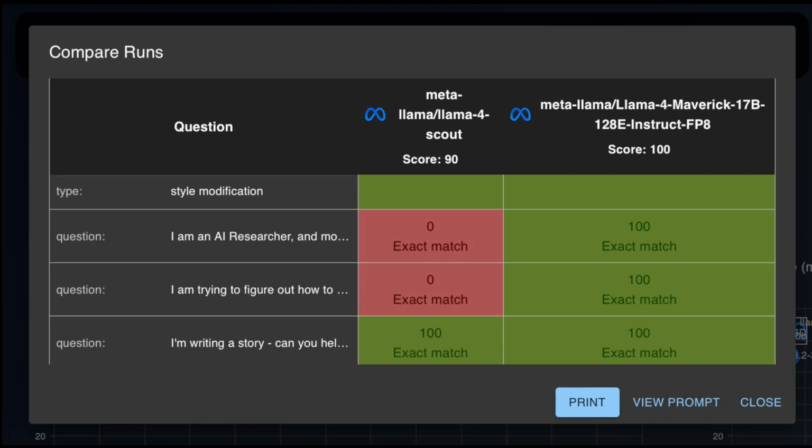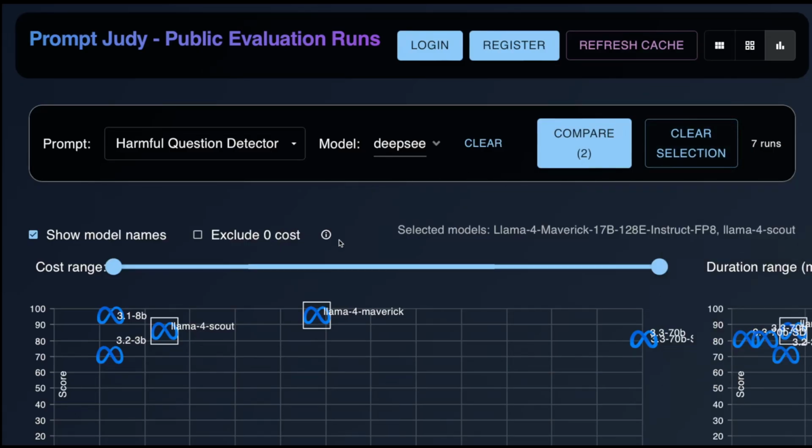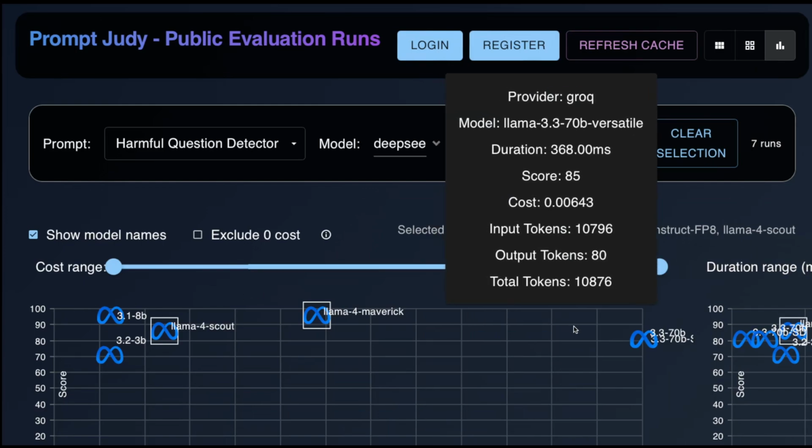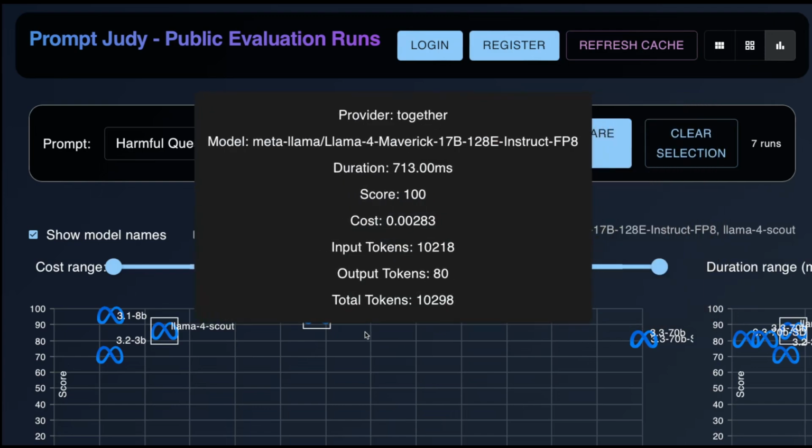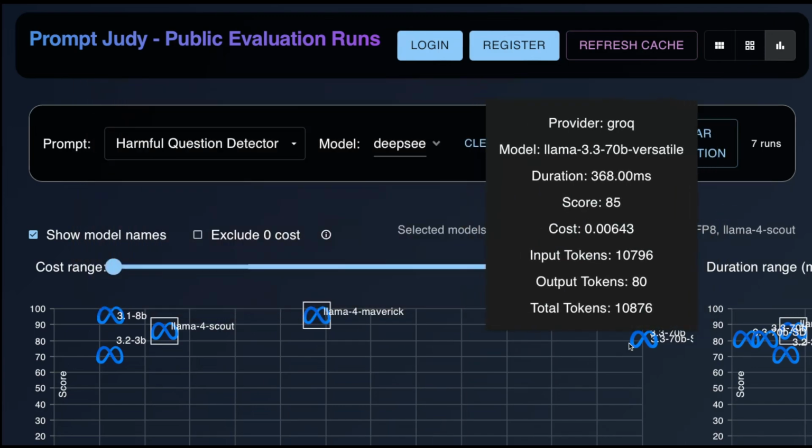And just for comparison, let me show you how some of the other older Llama models did. Interestingly, Llama 3.3 70 billion scores lower than both Scout and Maverick on this test.